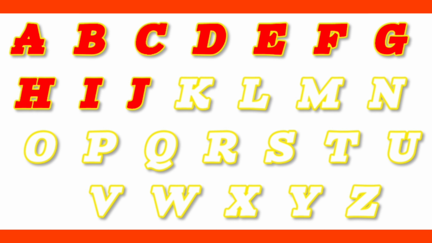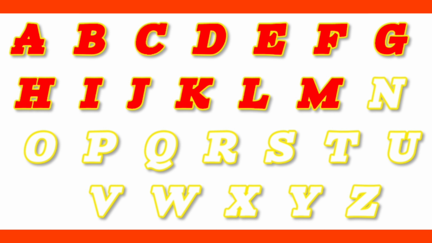J. J for jug. K. K for kite. L. L for lamp. M. M for monkey. N. N for noodles. O. O for orange.